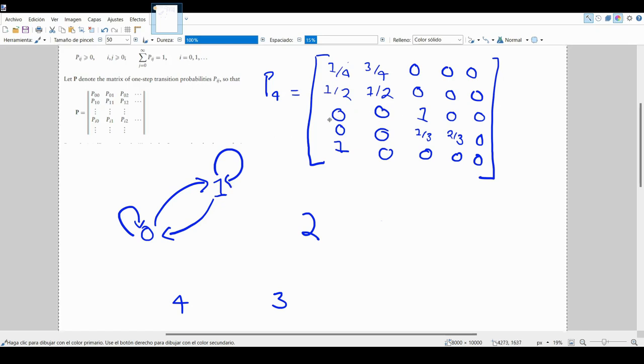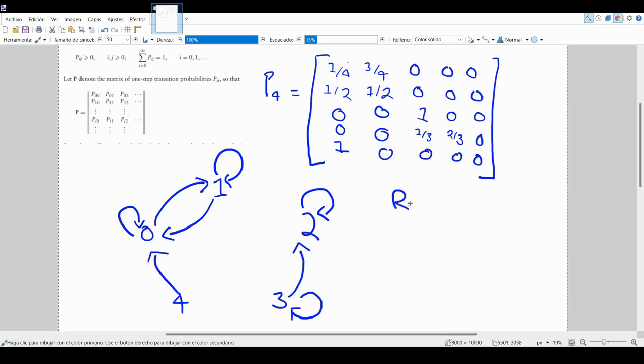Next up, we have 2. 2 has only one thing. It has a 100% chance that it'll go back to itself. Now, 3 has a probability of 1 over 3 of going to 2, and a probability of 2 over 3 of going back to itself. Now 4 is guaranteed to go to 0.